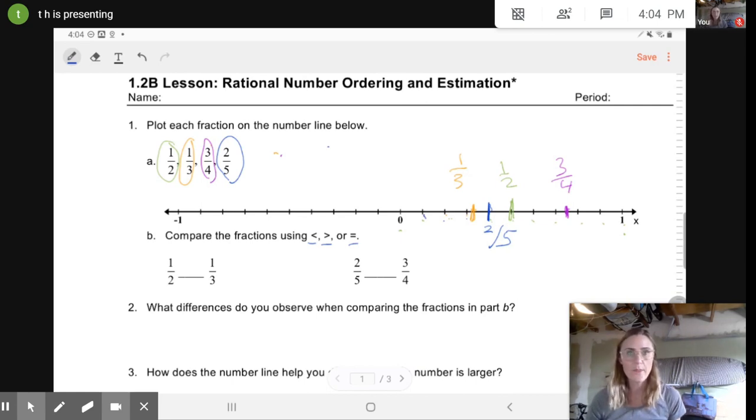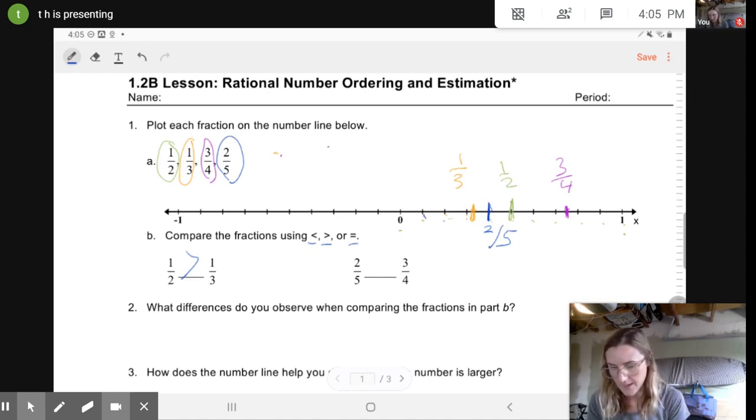So half or 1/3. Well, obviously I think about food. If I have a brownie and I break it up into 2 pieces, that's going to be larger than if I break it up into 3 pieces. So 1/2 of that brownie is larger than 1/3.